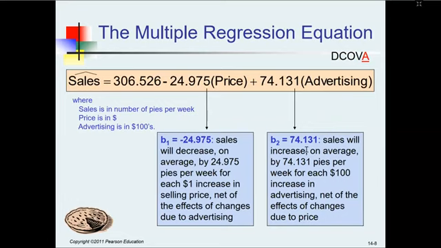So what are the interpretations of the coefficients? We are going to look at the interpretations of the coefficient. It means when price is 0 and there's no advertising, the average sales will be what? 306.526. So that's the interpretation of this constant term.